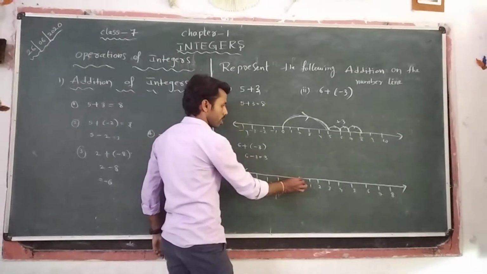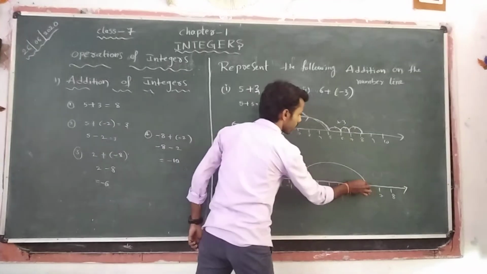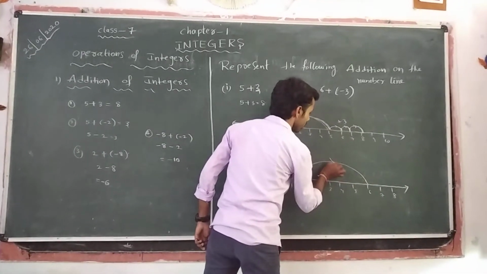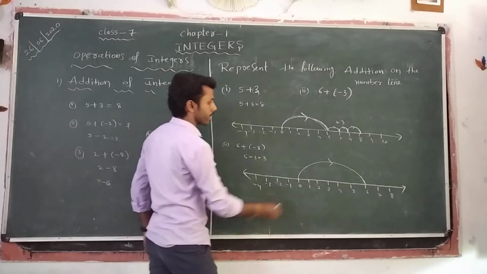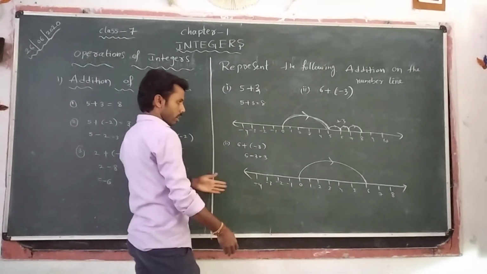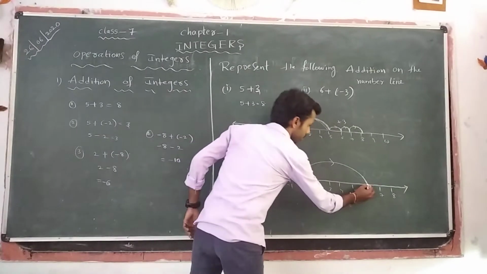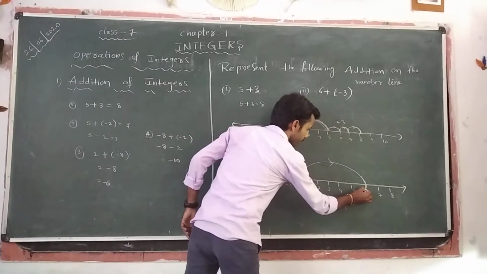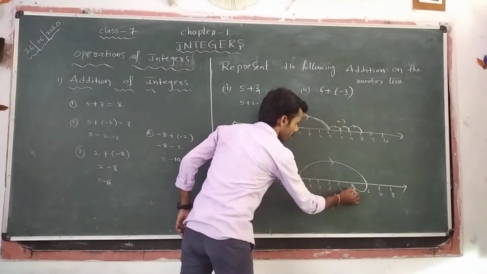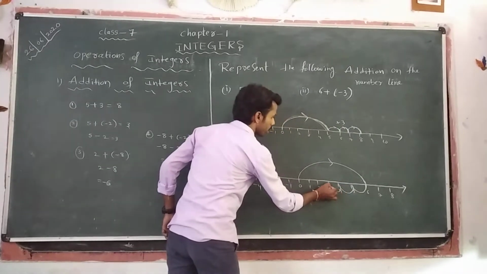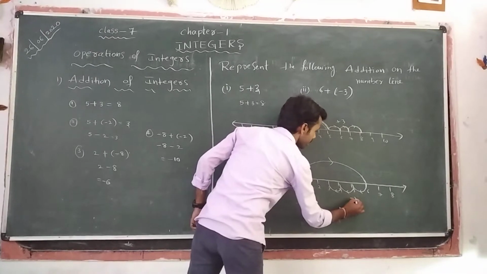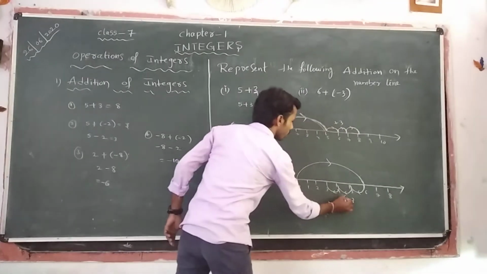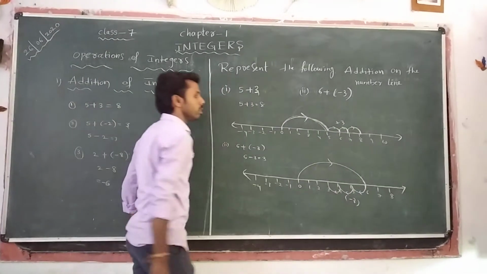First 0 to 6. Then 6 minus 3: minus means move to the left side. Minus 3: 1, 2, 3. Move to the left side. So 6 minus 3 equals 3.